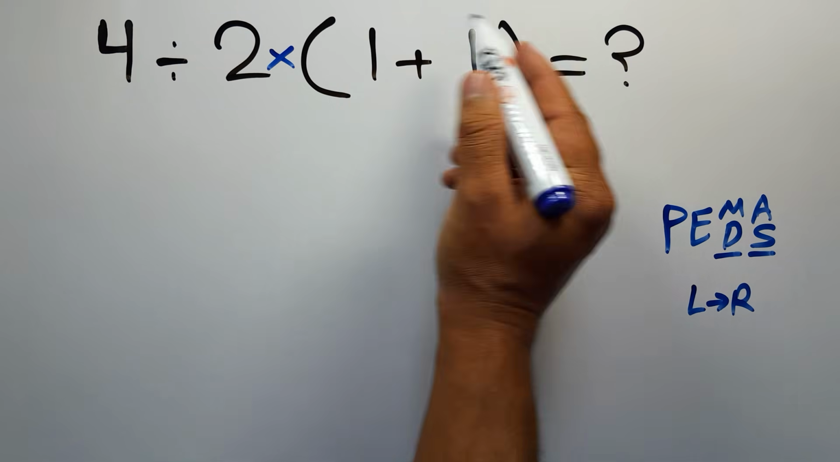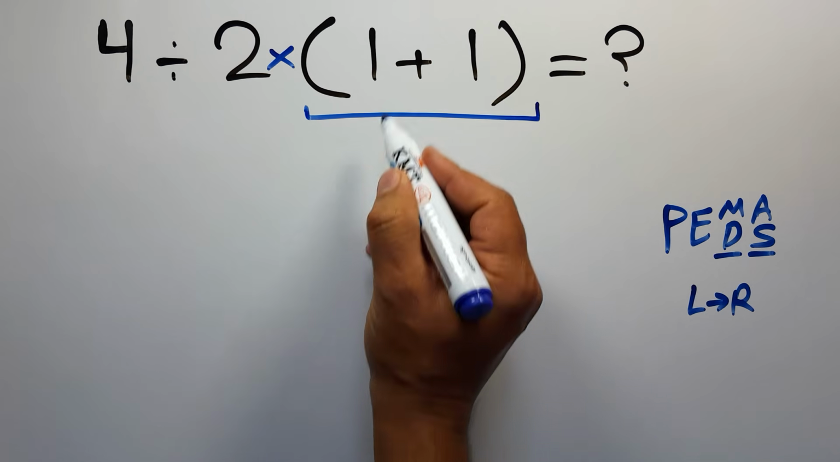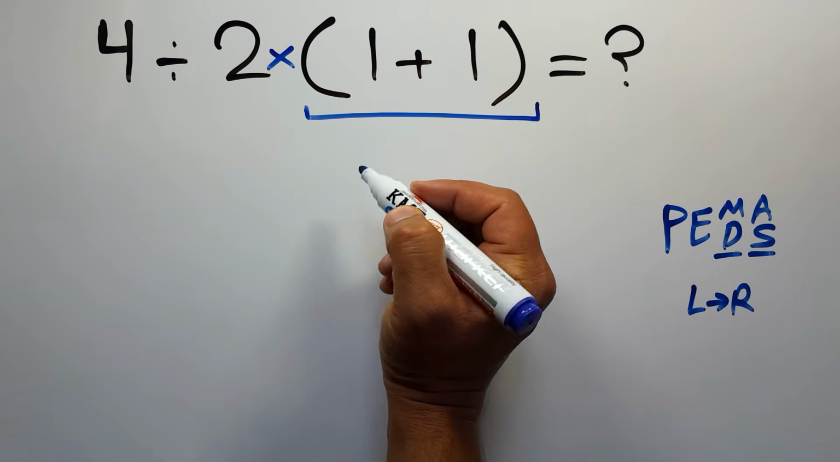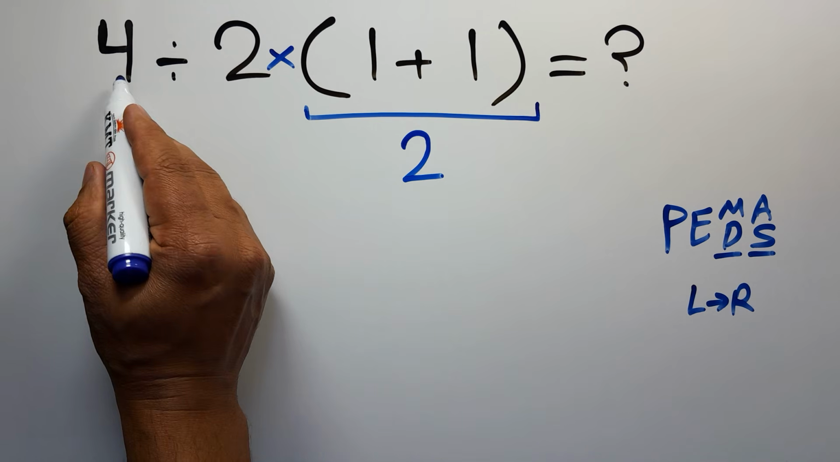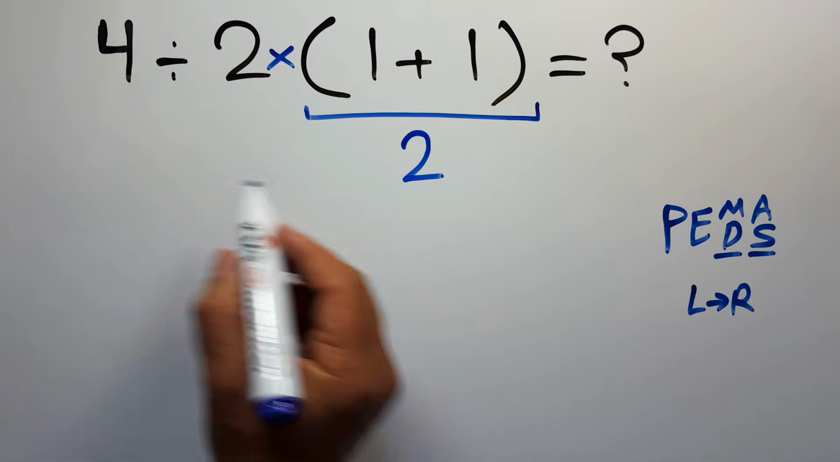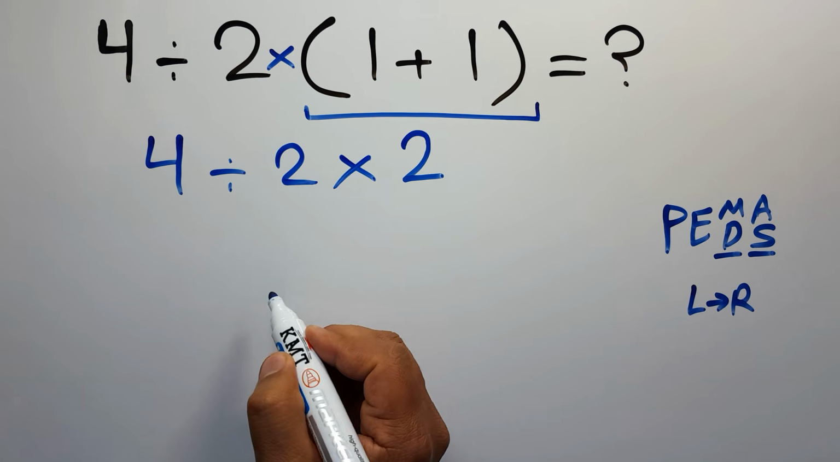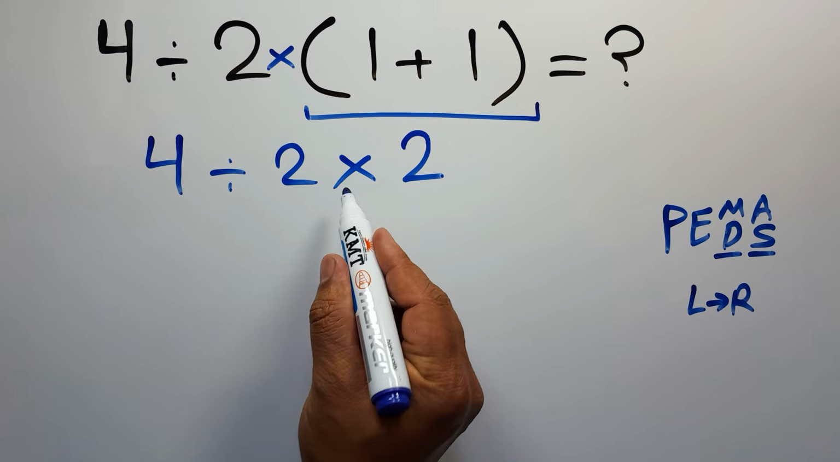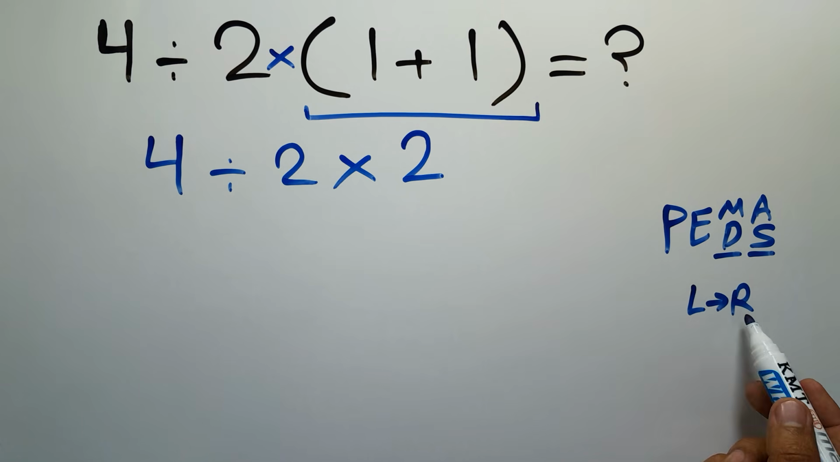So first we have to do this parentheses. Inside this parentheses, we have 1 plus 1, which equals 2. So we have 4 divided by 2, then times 2. Now we have one division and one multiplication. As I said, multiplication and division have equal priority and we have to work from left to right.